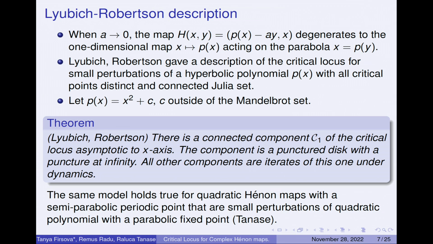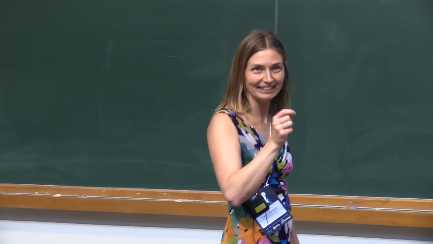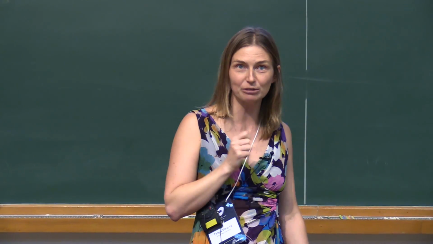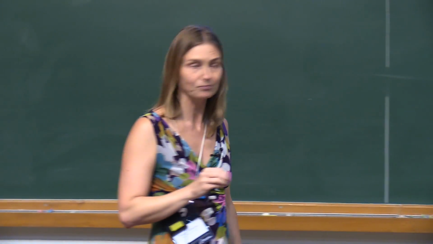Lyubich and Robertson looked at the small perturbations of hyperbolic polynomials for which all critical points are distinct and the Julia set is connected. And I won't present the full result. I'll look at the quadratic polynomial x squared plus c, and connected Julia set inside. C is inside, not outside. I'm going to look at the outside later on, but at the moment, c is inside the Mandelbrot set. So connected Julia set.